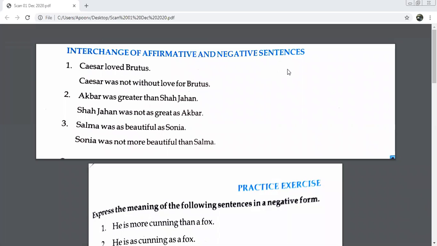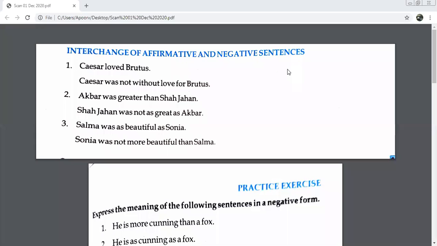This is a very simple change, interchange of affirmative and negative sentences. Affirmative sentences, when something is said in a positive manner: I will play cricket. This is affirmative. I will not play cricket. This is negative. I will come to your house. This is affirmative. I will not come to your house. This is negative. So you need to interchange affirmative to negatives and negatives to affirmatives.